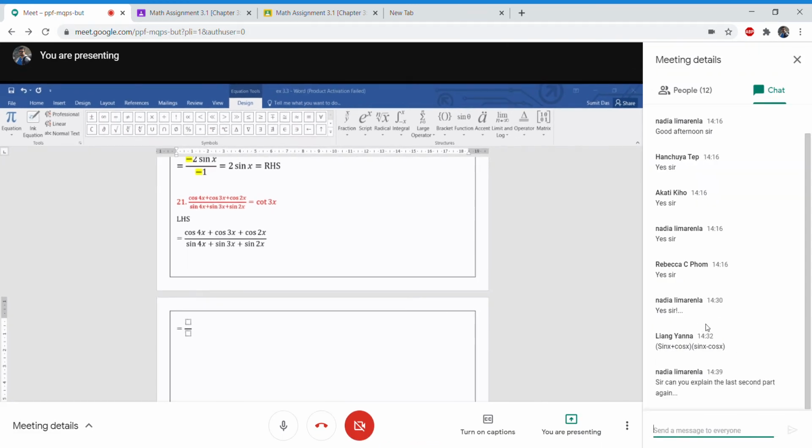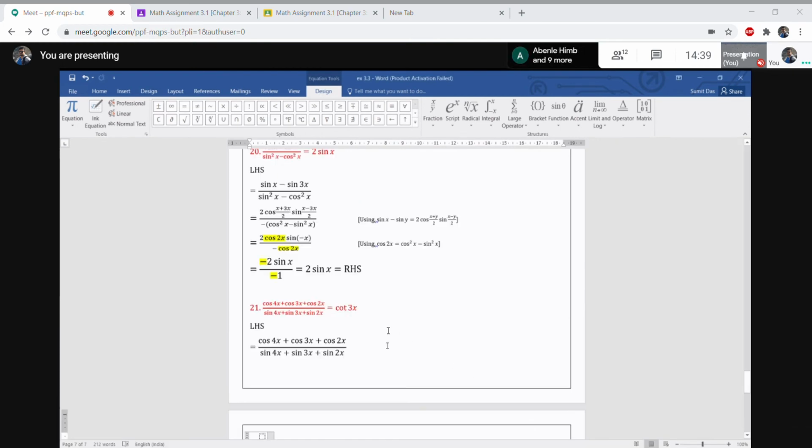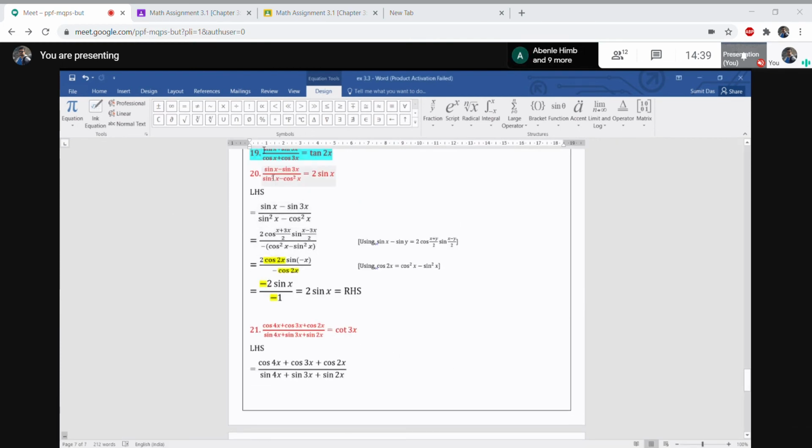Can you explain the last part again? Okay, fine. I'm explaining once again. We have to prove that sine x minus sine 3x divided by sine square minus cos square equals 2 sine x, right? In the numerator we are using the sine x minus sine y formula, so it will be 2 cos of x plus y by 2 into sine of x minus y by 2. Here x is x and y is 3x, so x plus 3x by 2, and here sine of x minus 3x by 2.